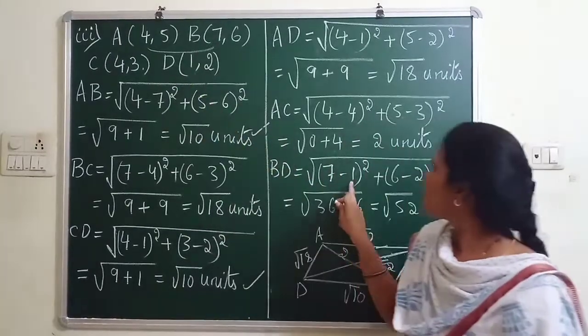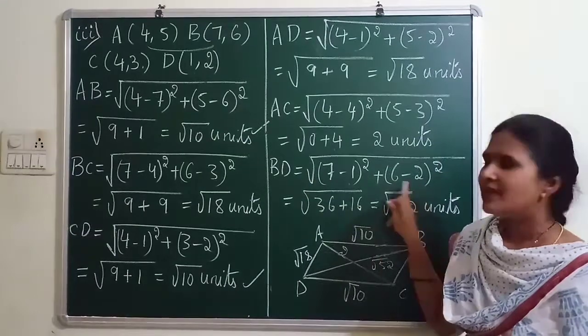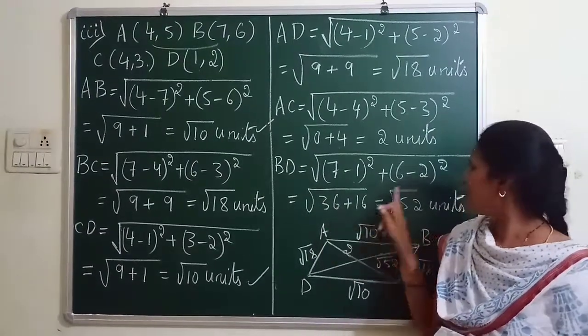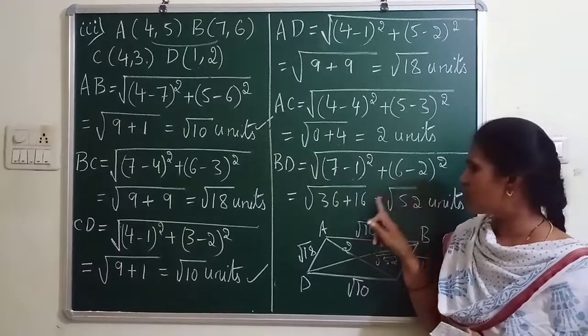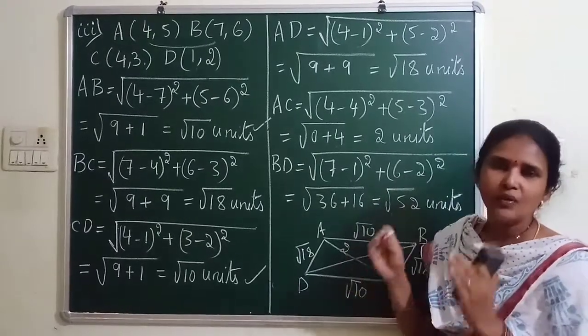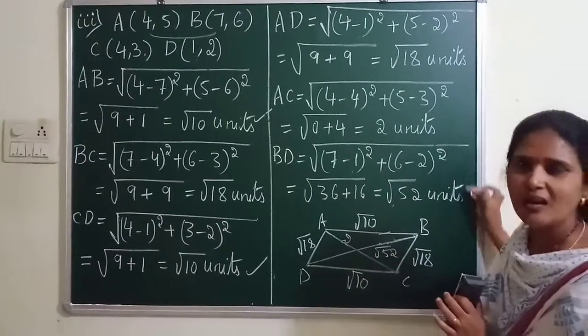Next, the other diagonal is BD. Root of (7 minus 1) square plus (6 minus 2) whole square. 7 minus 1 is 6, square is 36. 6 minus 2 is 4, and 4 square is 16. Add it, you get root 52. So till now we proved the opposite sides are equal. What about the diagonals? You can see the diagonals are not equal.